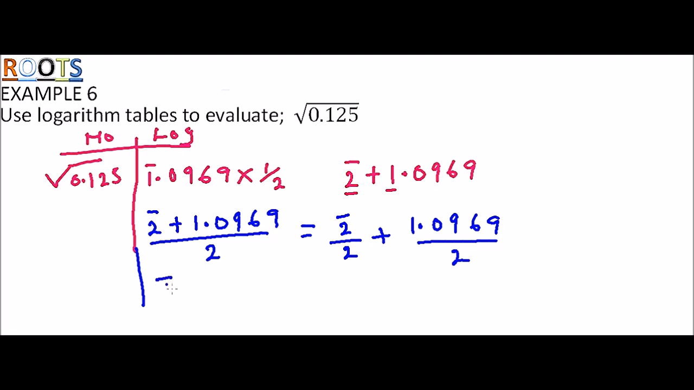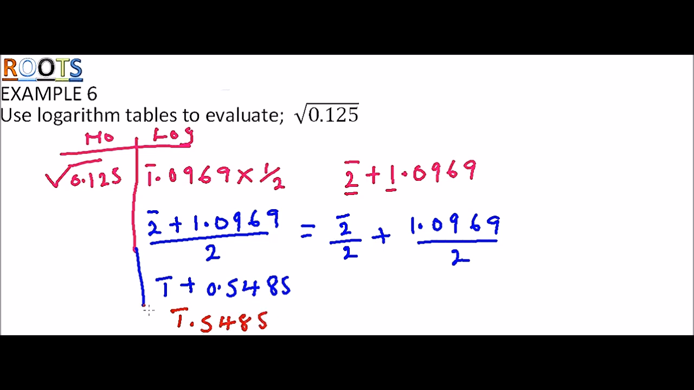So when you divide that by 2, you get bar 1 plus 0.5485 when you divide this by 2. And now we can combine and say this is equal to bar 1.5485.